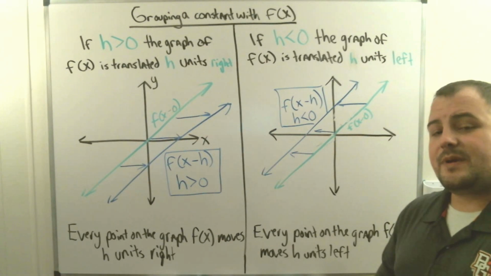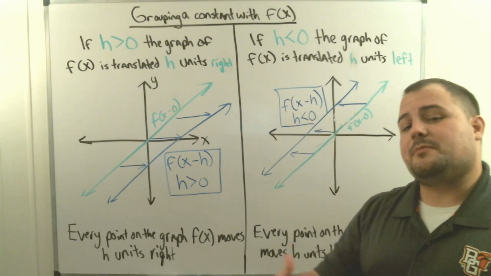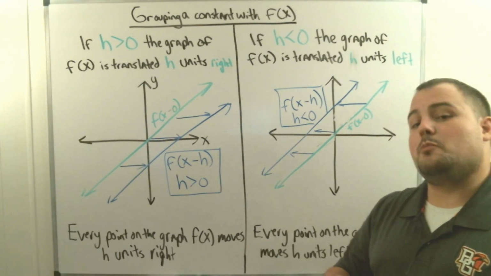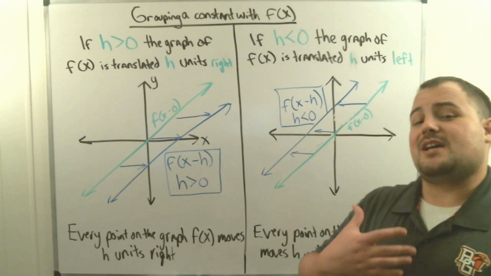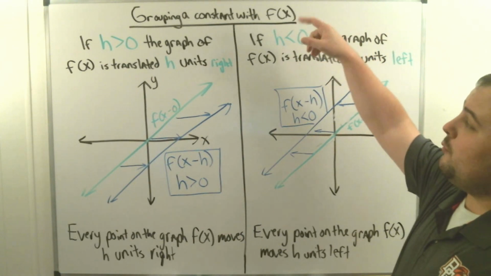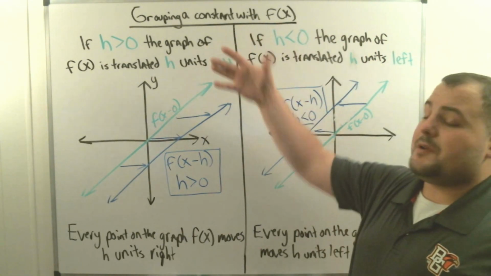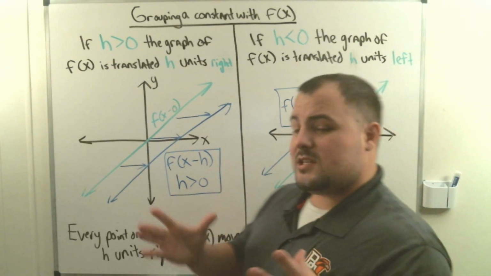So we just talked about how a graph moves up or down. It moves up if that number is bigger than 0, and it moves down if that number is less than 0, but it adds outside of parentheses. So now we're going to look at problems that have numbers inside parentheses. So we're going to talk about grouping with a number inside of f of x. Grouping means inside parentheses. So we're going to have a number inside parentheses.